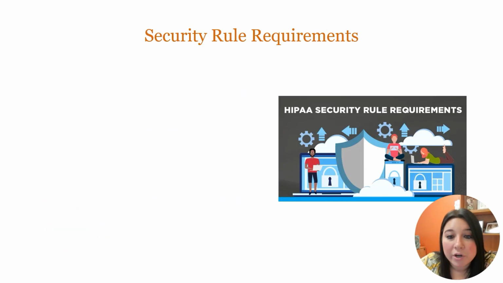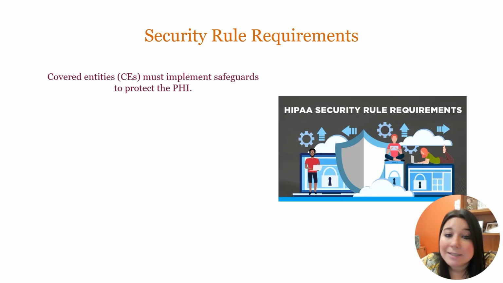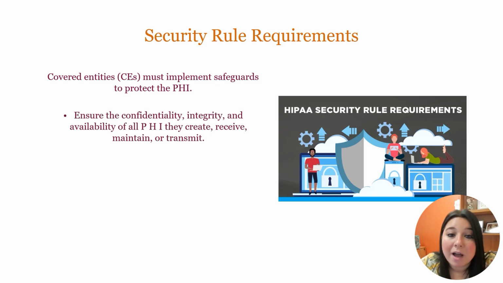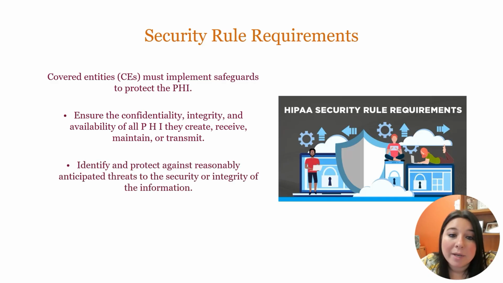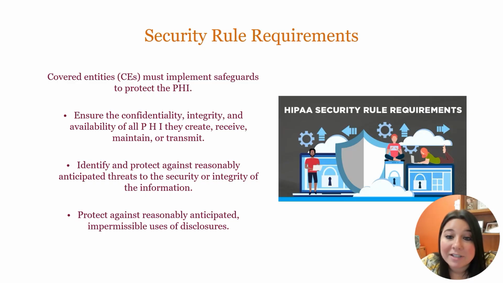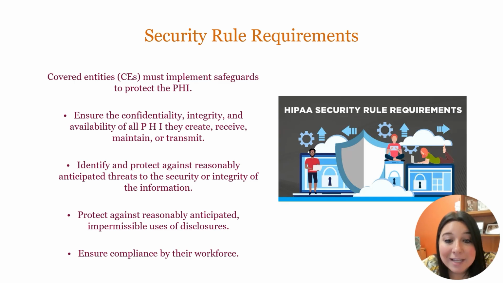Security rule requirements. Covered entities must implement safeguards to protect a patient's private health information. We need to ensure the confidentiality, integrity, and availability of all PHI that we create, receive, maintain, or transmit. We need to identify and protect against reasonably anticipated threats to the security or integrity of that information, and protect against reasonably anticipated impermissible uses or disclosures as well. Lastly, ensure compliance by everyone that works in the office. It's not just up to the front desk to keep this information safe, it's up to the entire office.